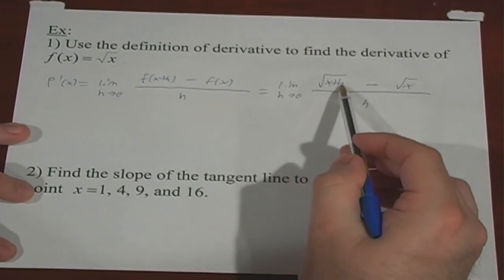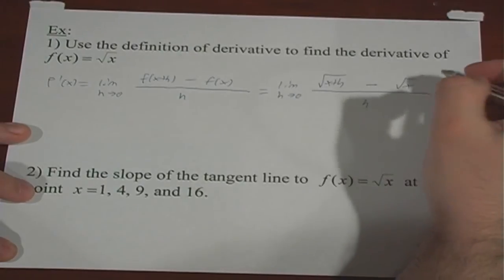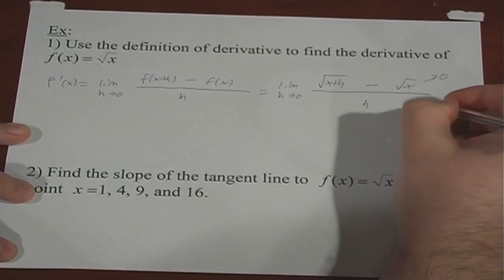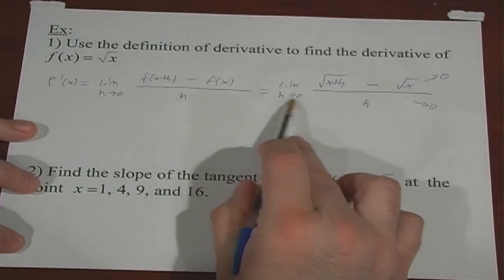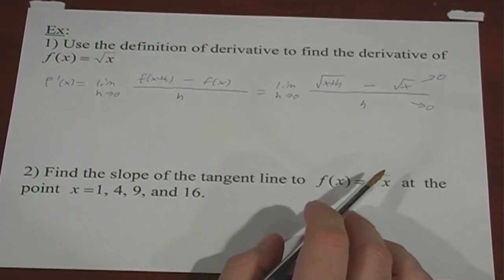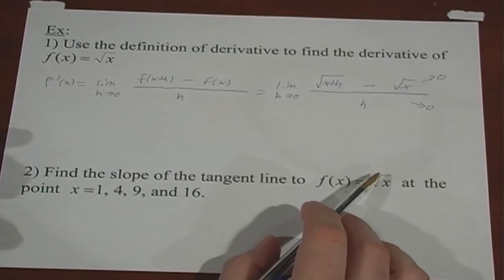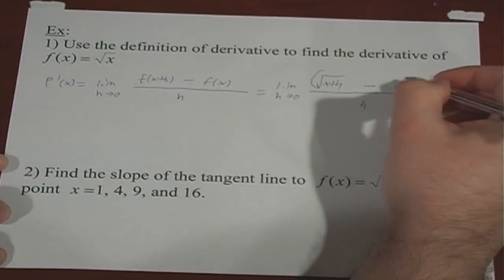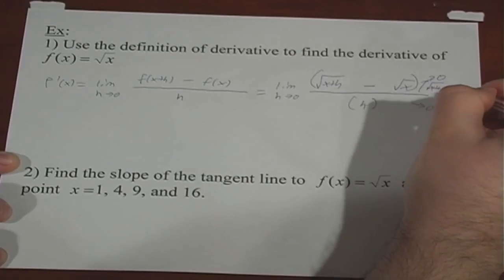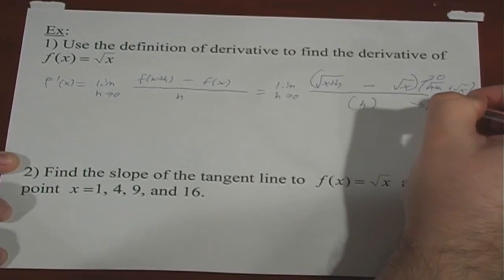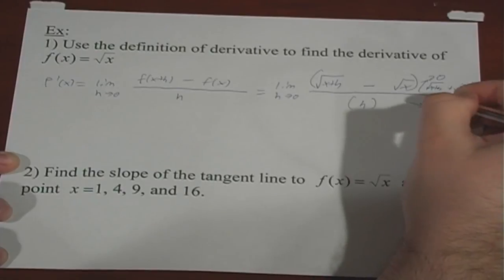If you plug in 0 for h on top, you get square root of x minus square root of x, which is also 0. So this is a limit of the form 0 over 0. Don't plug in 0 for x. We're trying to plug in 0 for h because it says h goes to 0. But the limit of the top and bottom are both 0. So that means we have to do some algebra. And the algebra we're going to use, I'm sure you guessed it, is to multiply top and bottom by the conjugate, square root of x plus h plus square root of x, and square root of x plus h plus square root of x down here.